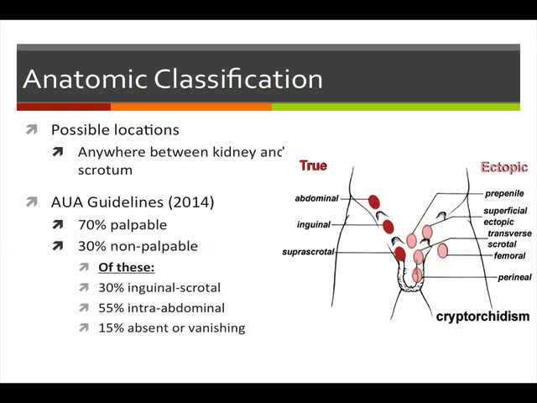In terms of anatomic classification for cryptorchid testes, it can lie typically anywhere between the kidney and the scrotum. In terms of the new updated AUA guidelines, 70% of these are noted to be palpable and 30% are non-palpable. Of the ones that are non-palpable, about a third are in the inguinal scrotal canal, a half are truly intra-abdominal, and about 15% are absent or vanishing.